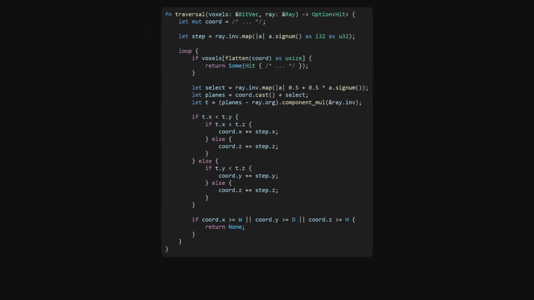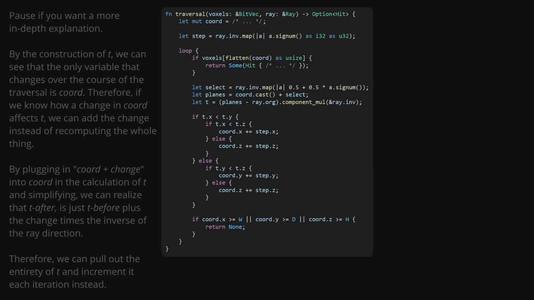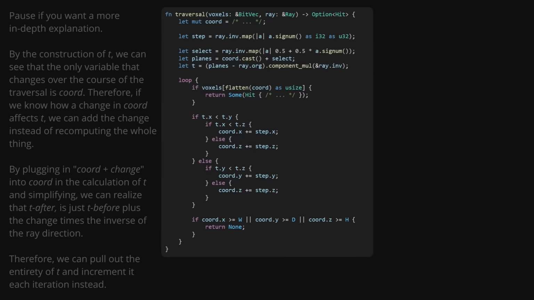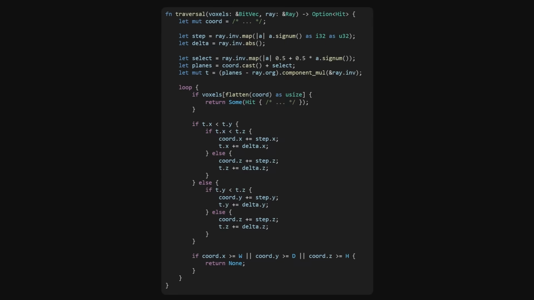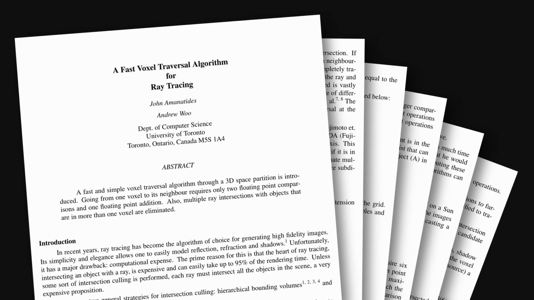One quick improvement. We can see that each iteration the coordinate is increased by the sign of the direction, which means that t is increased by the sign of direction times the inverse of direction, in other words, the absolute value of the inverse of the direction. Therefore, we can pull out the entirety of t and increment it each iteration instead. The algorithm that we now have is essentially the one described by Amanatides and Woo in their 1987 paper, A Fast Voxel Traversal Algorithm for Ray Tracing.